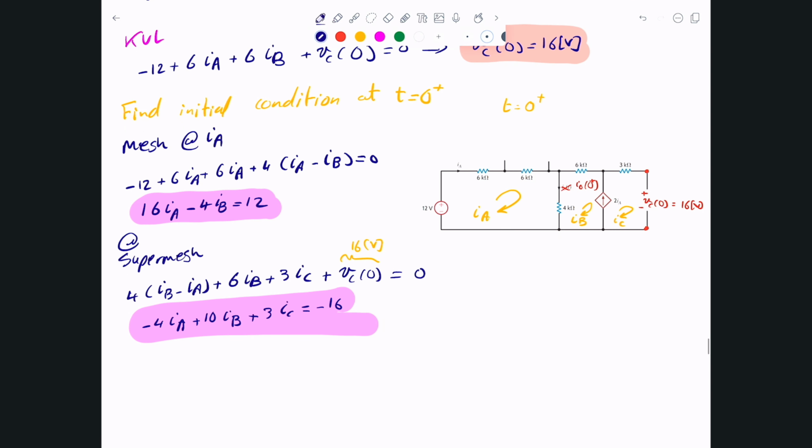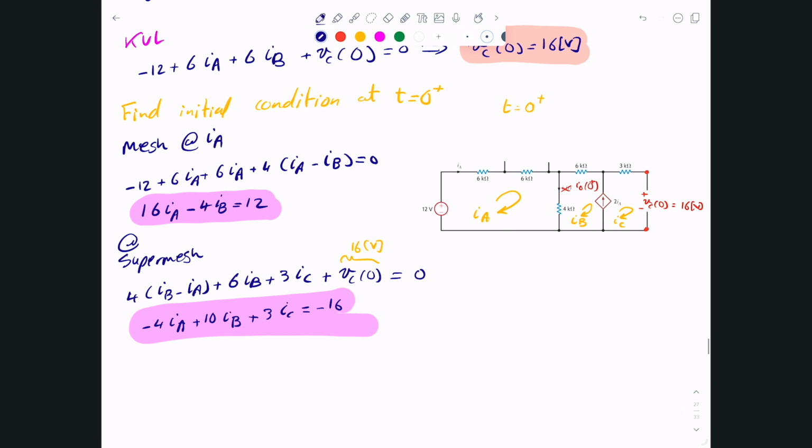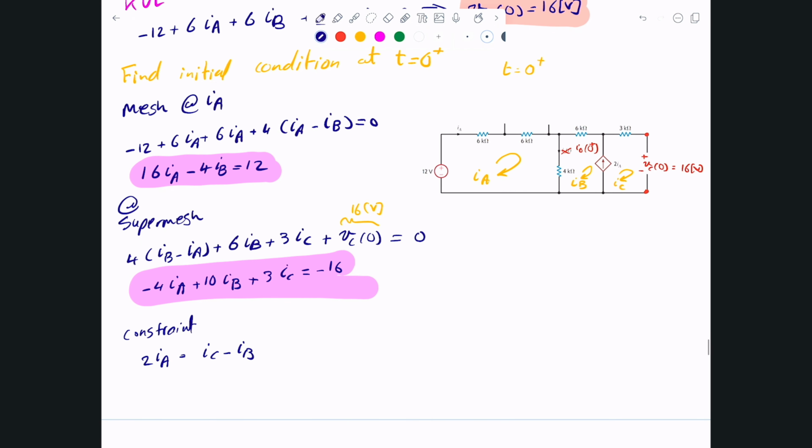Okay, so the last equation we can get from the constraint. The constraint that is imposed by this dependent current source tells me that 2 I of A is simply I of C minus I of B. And with the algebra that we've been doing, we'll end up with 2 I of A plus I of B minus I of C equals 0. So that's the third equation.